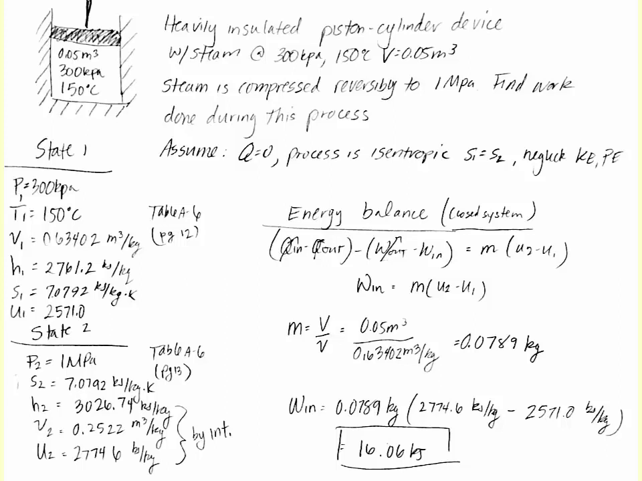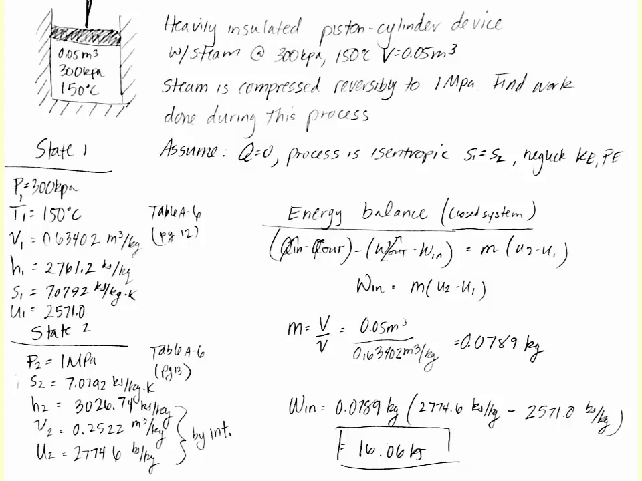We're given the final pressure, P2, is equal to 1 megapascal. How do we fix the second state? What other information do we know? Yeah, S2 is equal to S1, which we already looked up, is 7.0792 kilojoules per kilogram Kelvin. At this pressure and this entropy, do we have a superheated vapor or a saturated liquid vapor mix? And how do we figure that out?